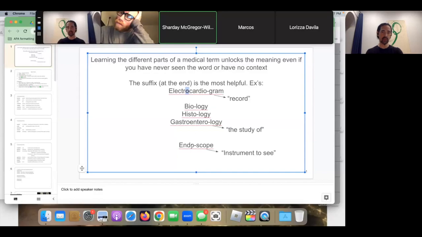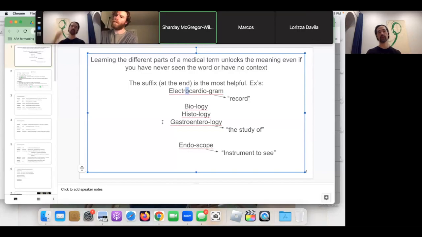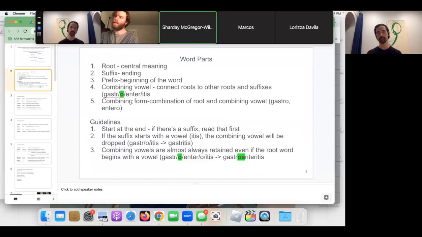Sometimes words will have a combining vowel that will join the root and the suffix. I think the O in endo might be one, but anyway, that's less important because really the combining vowels, once you get a feel for them, you'll recognize them as just something that joins a couple of words. What's really important is recognizing the root, the suffix, the prefix.